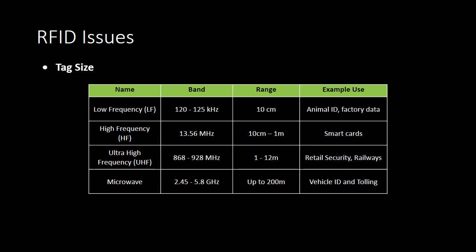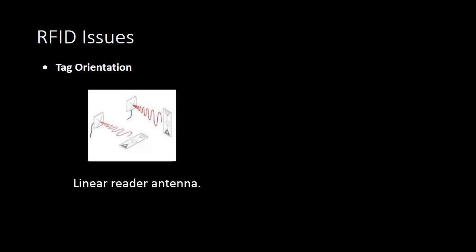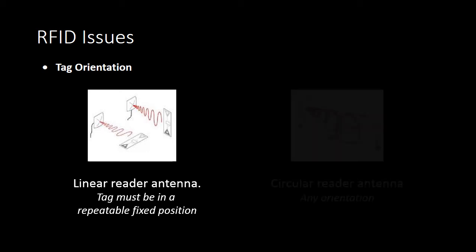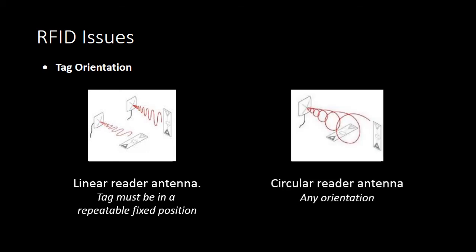Tag size. Similar UHF tags can vary in read range from 1 meter to 12 meters based on the size of their antenna. Larger antennas have longer read ranges. Tag orientation. If the orientation of the tag cannot be controlled, this will be a problem for the reader's linear antenna. If the reader's antenna is circular, this is not a problem.